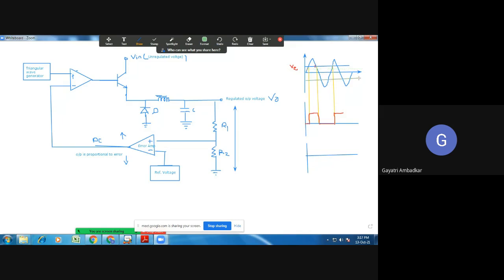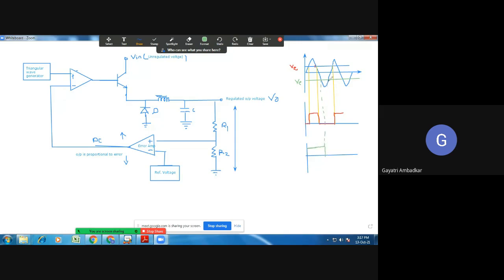So let's say, let's show the output has reduced. So this is your new VE, the error voltage. So in that case, where will you get, now you compare. This is your output, it is less, and here the triangular wave is high. Okay, so your output will be plus Vsat from this point to this point. So it remains high. It will remain high.